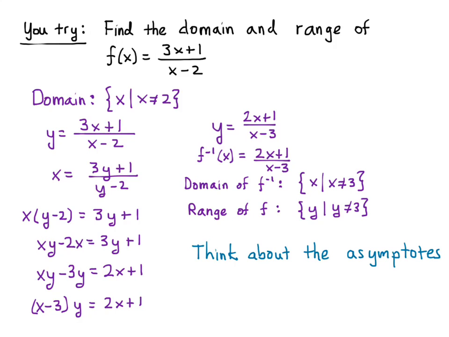Wait, hold up, I thought the domain and the range were a one-to-one swap, and there you've got x can't equal 2, and then up here, both of them. Right. So here I'm looking at the domain of f of x, and here I'm looking at its range. Okay, so the domain of the inverse function is the range of the original function. Okay? All right. So think about that. Think about it in terms of asymptotes.